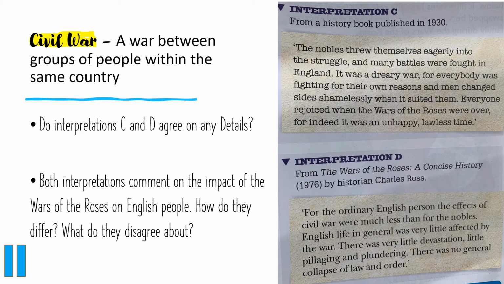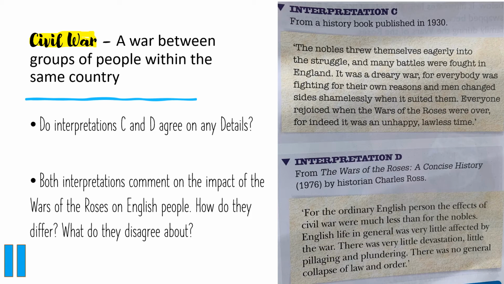And interpretation D says, for the ordinary English person, the effects of civil war were much less than for the nobles. English life in general was very little affected by the war. There was very little devastation, little pillaging and plundering, and there was no general collapse of law and order. So have a go at these 2 questions that I've put on. So again, pause the video and have a go at answering these 2 in your books or on your paper.